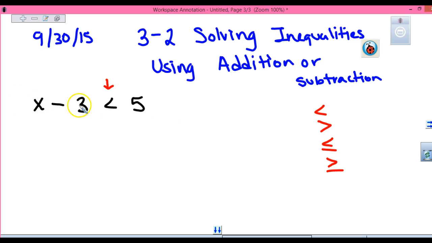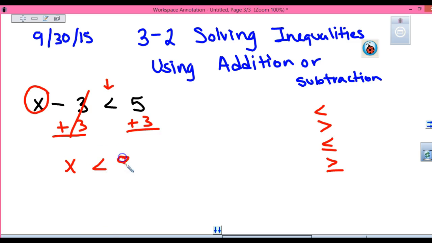So if we have x minus 3 is less than 5. If we're solving, that means we need x by itself. Our first step would be to use the inverse operation of minus 3. What is the inverse of minus 3? Plus 3. What you do to one side, you do to the other. So x is less than 8.